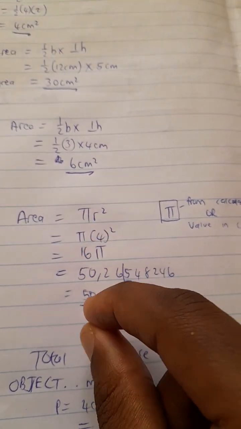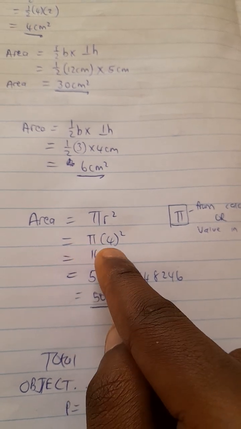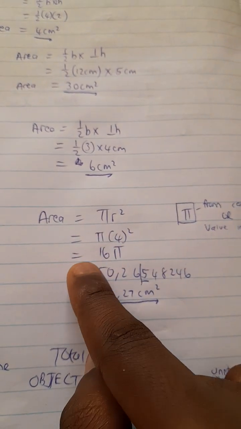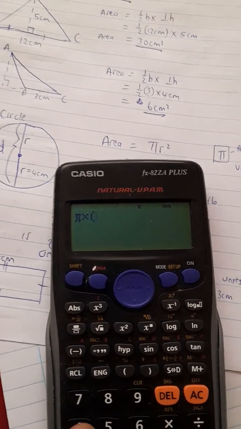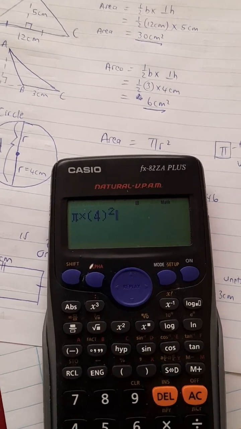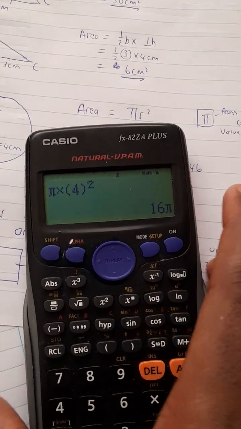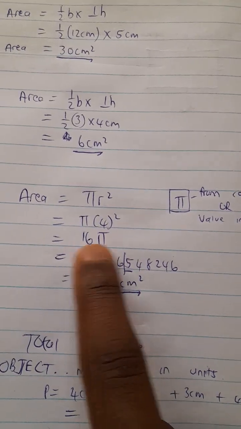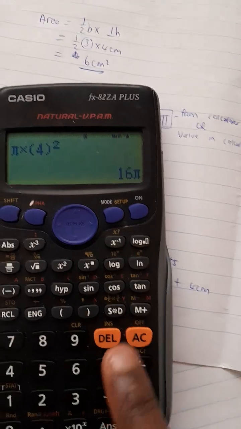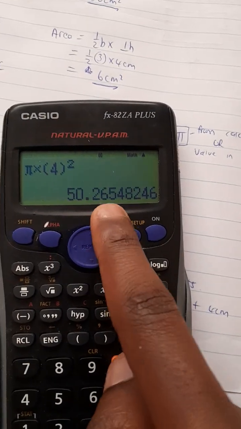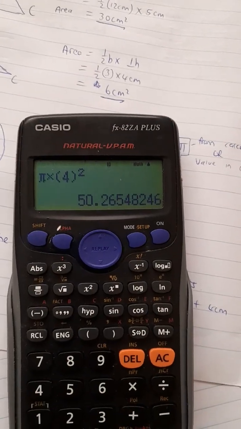Hope that makes sense. Okay, so pi times 4 squared is equal to 16 pi. All right, so you can go to your calculator and say pi times, brackets 4 squared, and say equal. Now you can see the answer is 16 pi. Now we may not necessarily leave the answer in that form, so we go to our calculator and press SD so that we can have the answer expressed as a decimal.